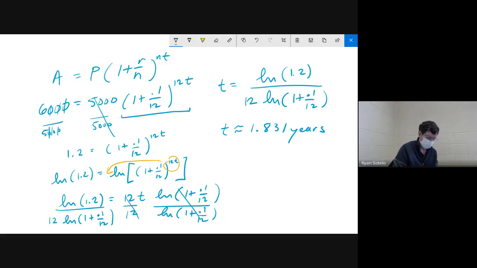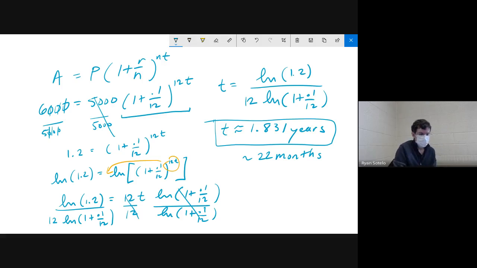So if I multiply that by 12, that's 21.97. That's about 22 months. But you just have to give it to me in years. You don't have to give it to me in months. But it works out to be pretty close to 22 months. So that's the complicated one. That's the one that involves the logs. You just apply the log. You can bring the exponent down and then divide by everything to get t by itself. That's the strategy.